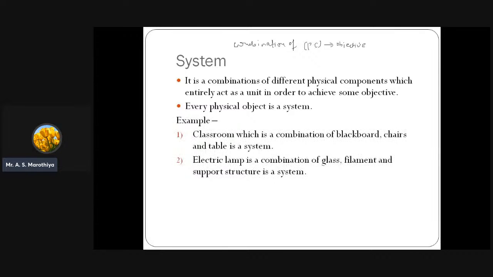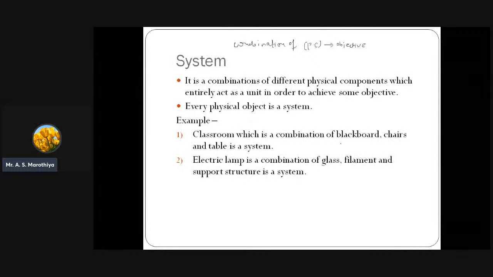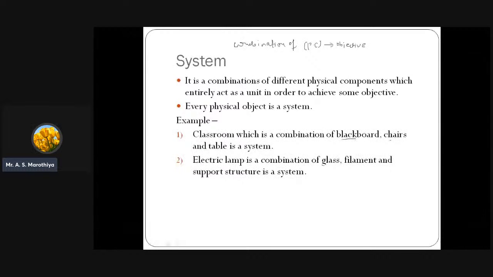For example, a classroom we can treat as a system. How? Because a classroom is a combination of blackboard, chairs, and table. If you club them, it is going to behave like a unit. And the objective of this unit is to provide a platform where a professor can deliver his lecture to the students. So you can treat that arrangement as a system.